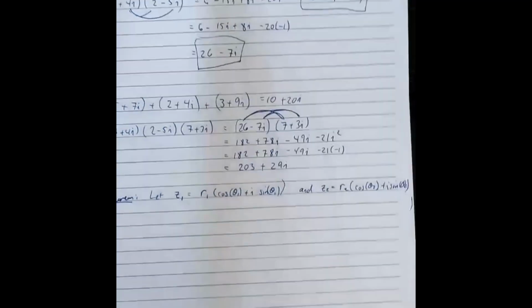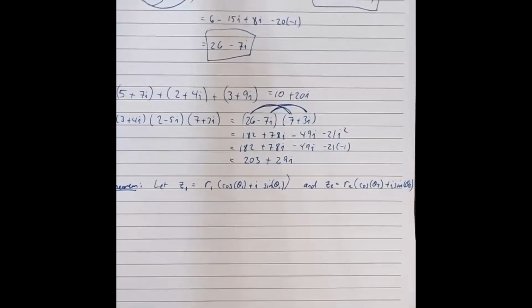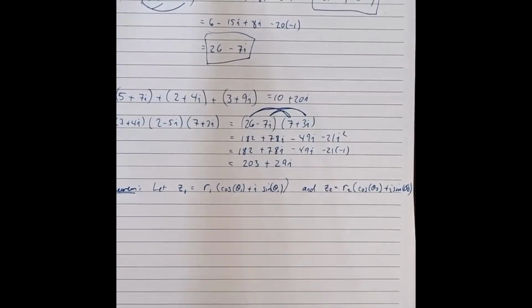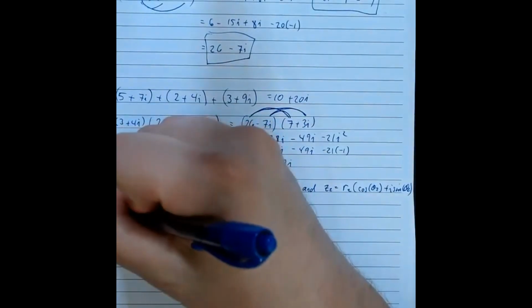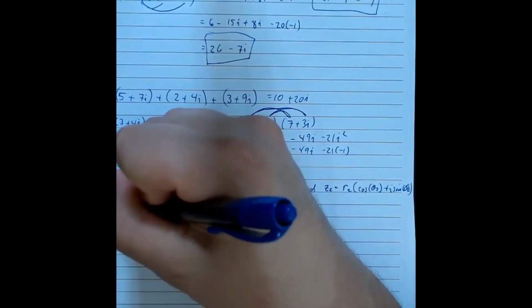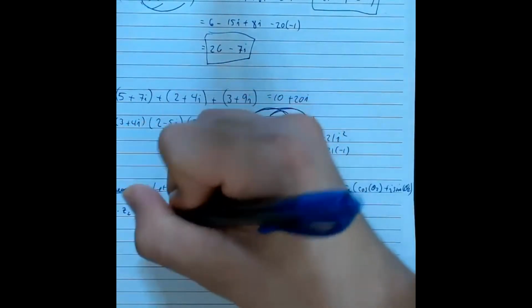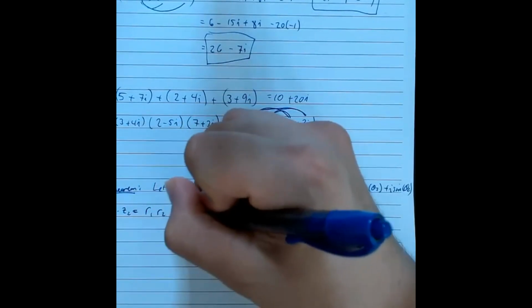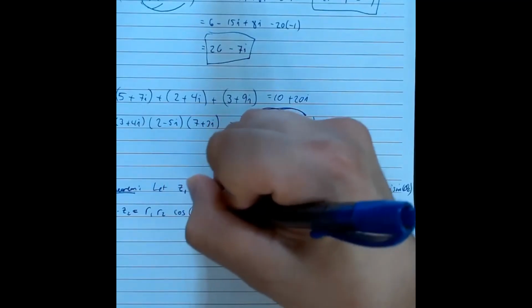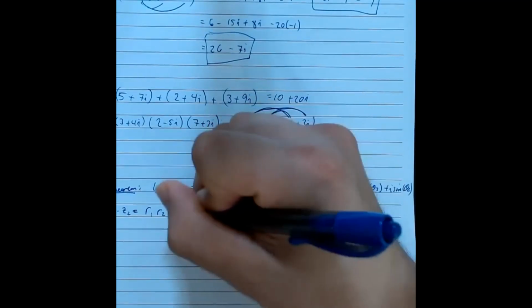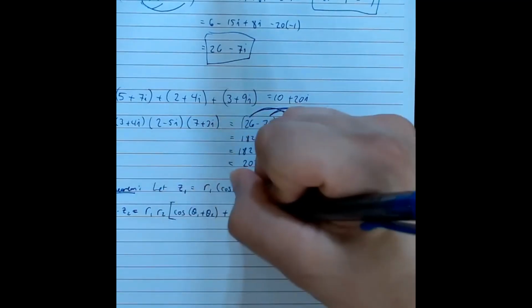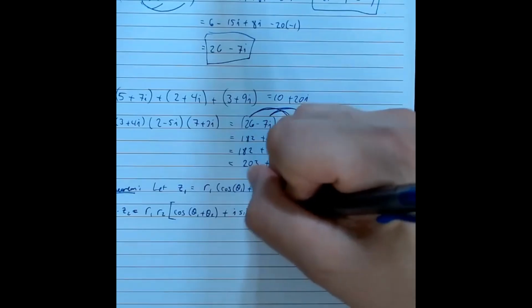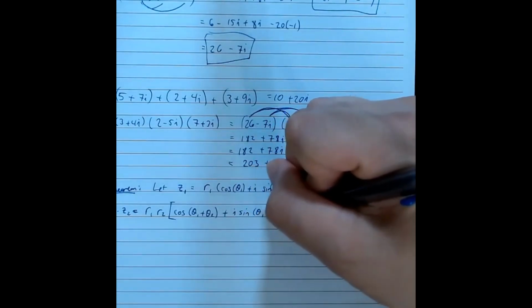Okay? So you're starting off with two complex numbers in polar form. That's the important part right here. Assuming that's what z1 and z2 are, you can write z1 times z2 as r1 times r2 times the cosine of theta 1 plus theta 2 plus i times the sine of theta 1 plus theta 2.